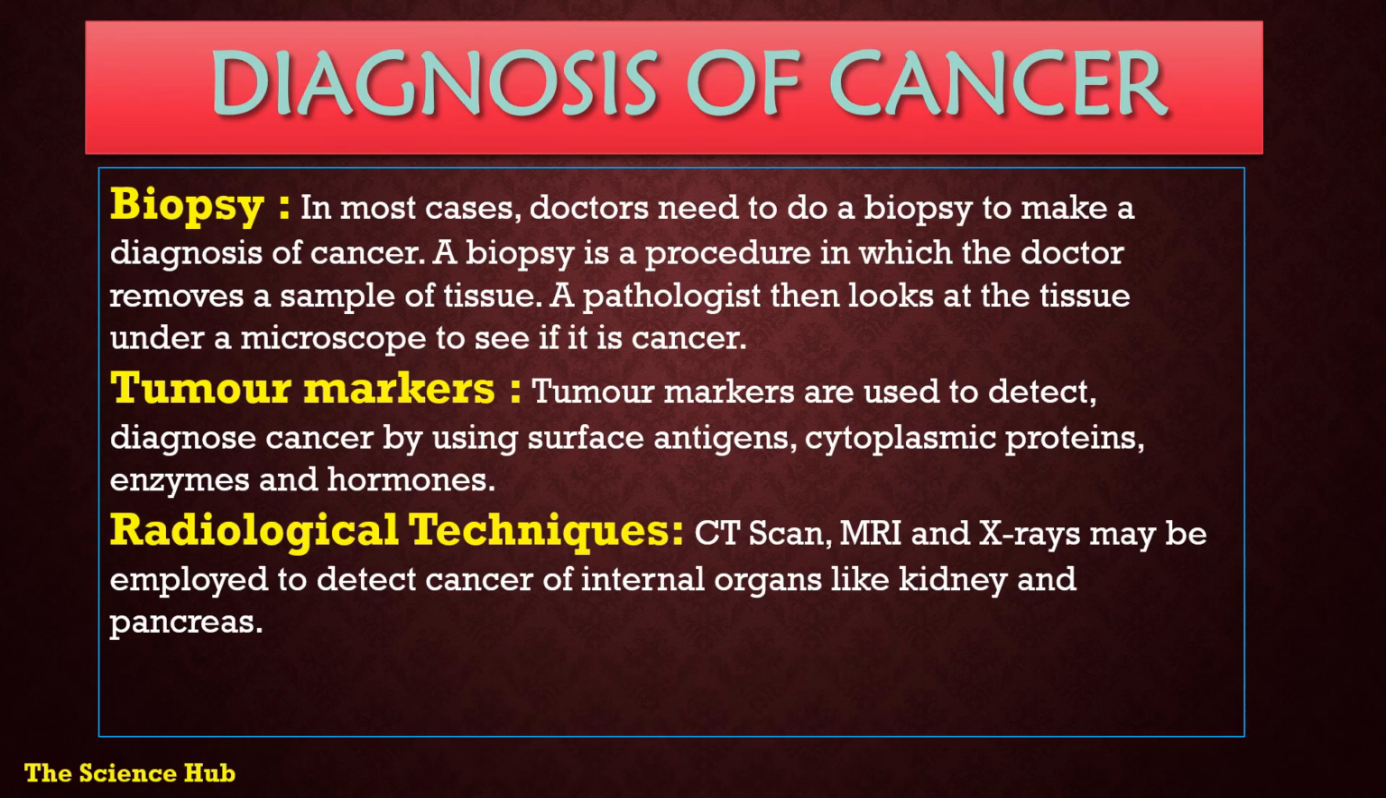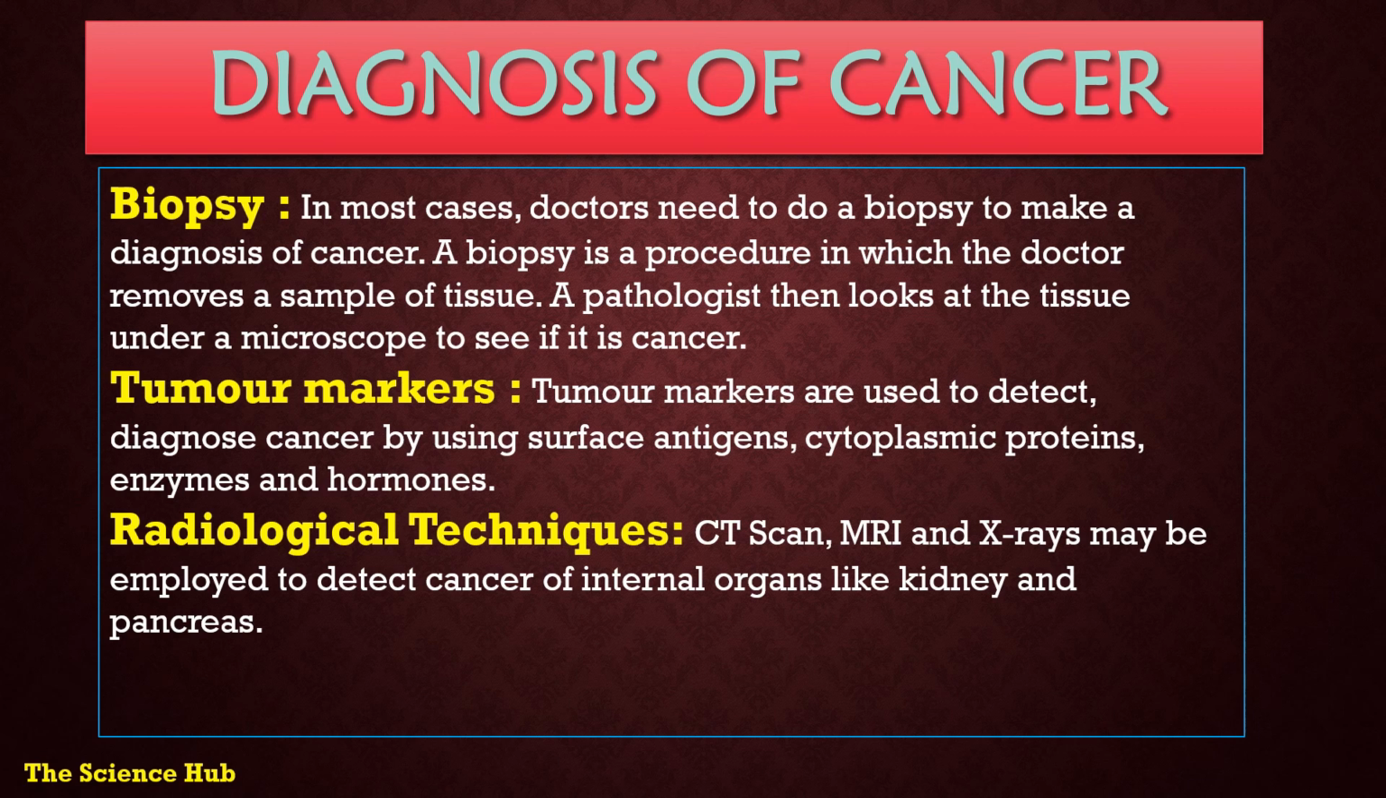Then the diagnosis of cancer. First of all, we will do biopsy. In most cases, the doctor needs to do a biopsy to make a diagnosis of cancer. A biopsy is a procedure in which the doctor removes a sample of tissue. A pathologist then looks at the tissue under a microscope to see if it is a cancer. Then tumor markers. Tumor markers are used to diagnose cancer by using surface antigens, cytoplasmic proteins, enzymes, and hormones.